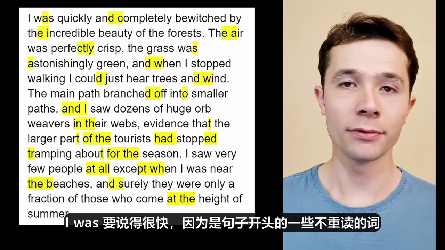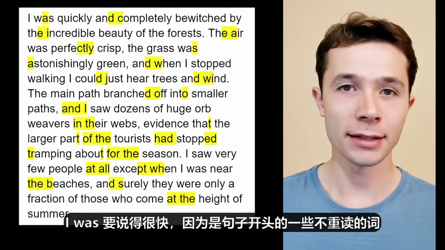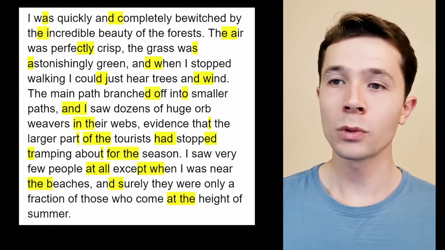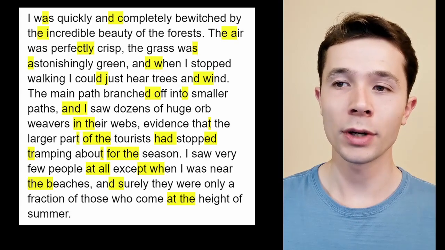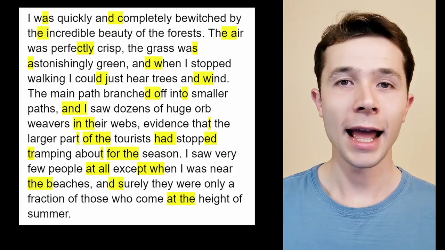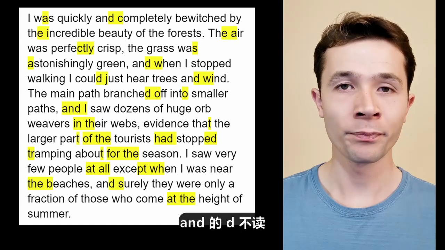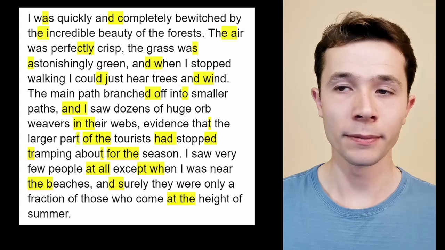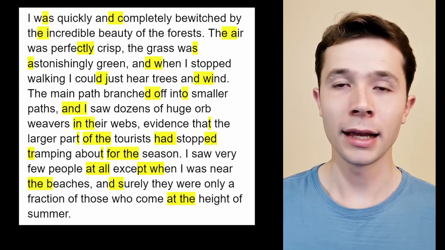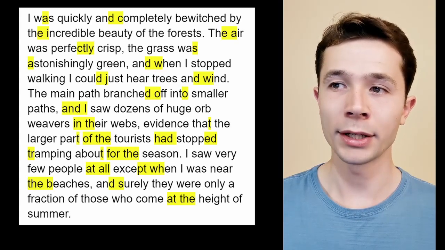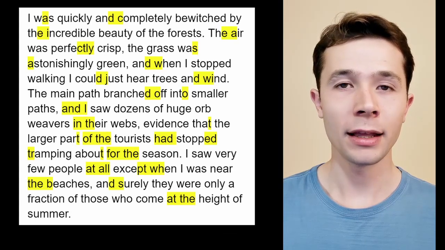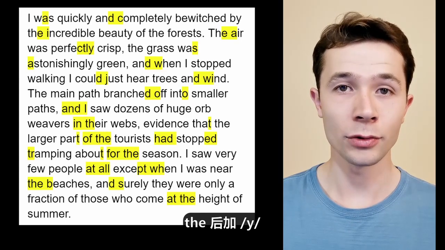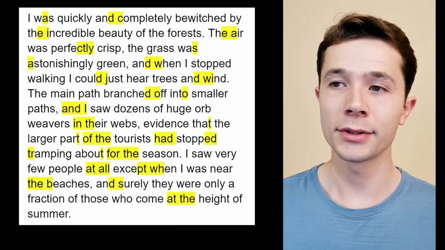We say "was very quickly" here because it's the beginning of the sentence, and the stress is on "quickly bewitched." I was quickly and completely bewitched by the incredible beauty of the forests. And completely. In this whole passage, you'll see that "and" loses its d at the end of the word. And completely. Bewitched by the incredible. The incredible, we kind of add a y between "the" and "incredible." The incredible beauty of the forests.